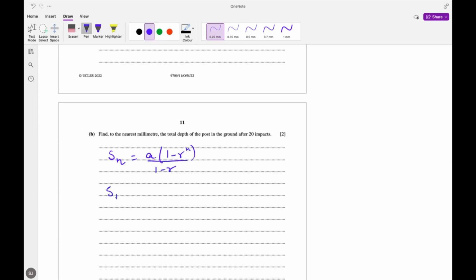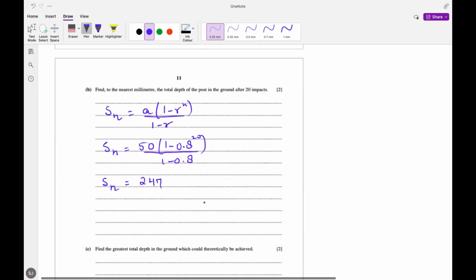In this case, a is 50, so this will be 50 into 1 minus 0.8 to the power 20. r was 4 upon 5, which is 0.8. And as we are finding for the 20 impacts, this will be divided by 1 minus 0.8. Substituting this in the calculator, the sum for the total depth after 20 impacts will be equal to 247.